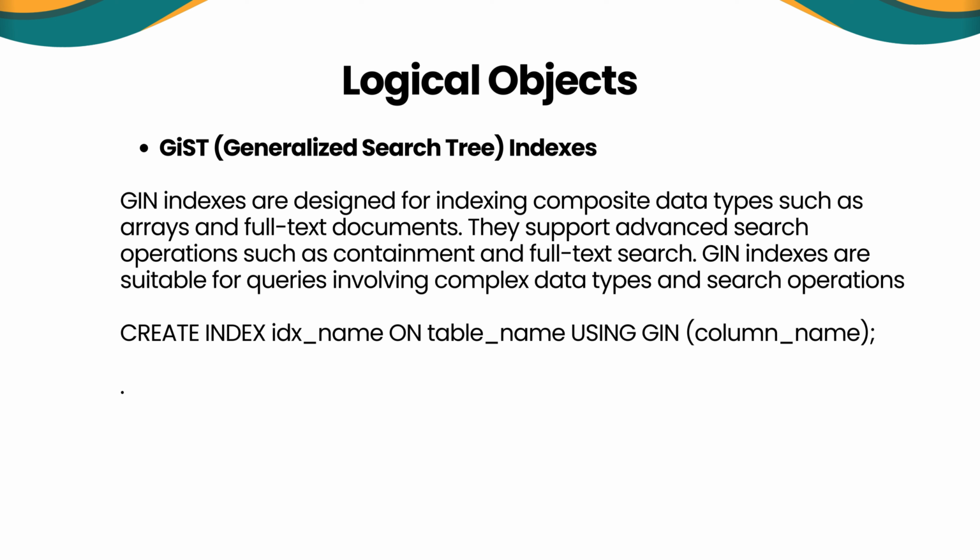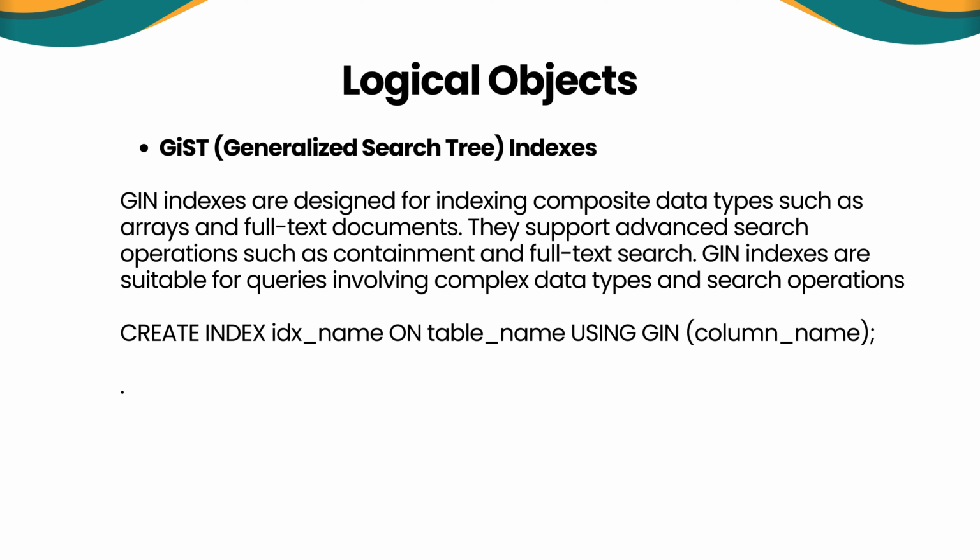As we know, in the PostgreSQL database we have versatile and flexible index types that can support various data types. The GiST index, generalized search tree, is particularly used for data types that do not fit into the traditional B-tree index structure. These indexes are used for a wide range of applications, including geometric data types, full text search, network address types, and range types. They support advanced search operations such as containment and full text search. And GIN indexes are suitable for queries involving complex data types and search operations.